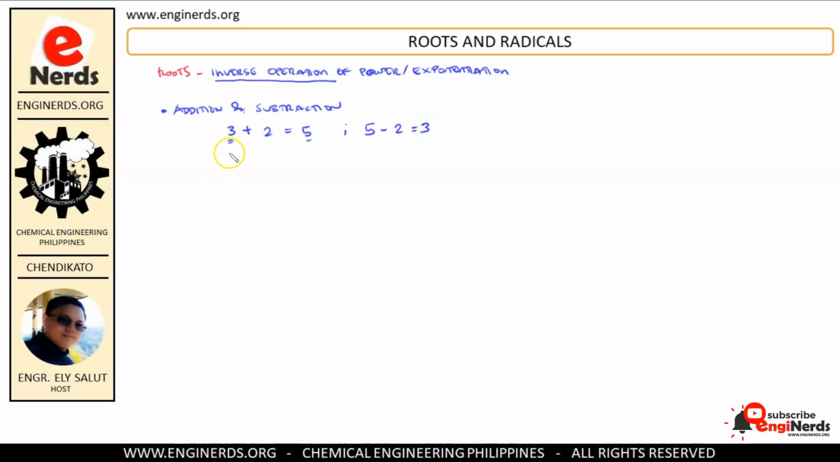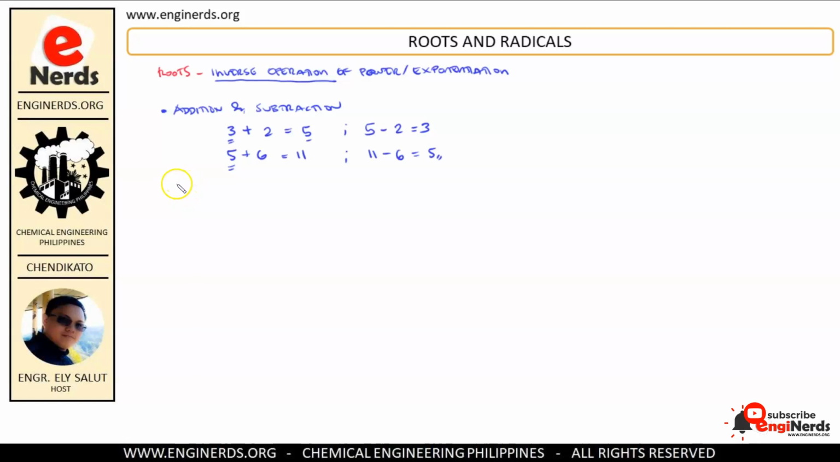So, if you say you have 5 plus 6, you will have 11. So, ang inverse niya, in subtraction, you will have 11 minus 6 is equal to 5. So, you are going back to the original number here.